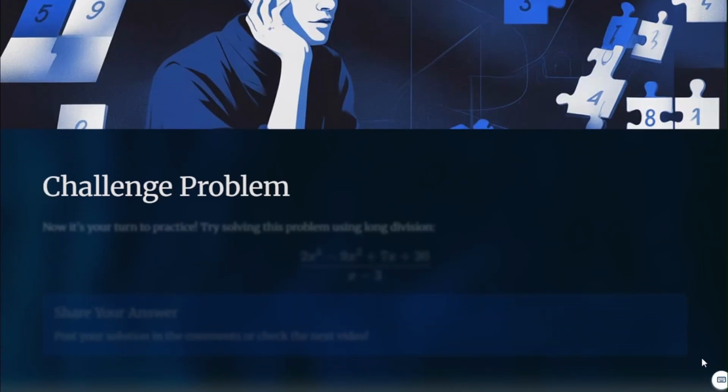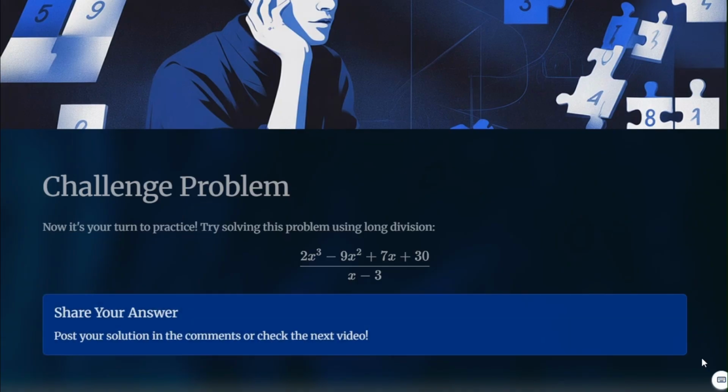Here's your challenge. Now it's your turn to practice. Divide 2x cubed minus 9x squared plus 7x plus 30 by x minus 3. Share your answer and post your solution in the comments or check the next video.